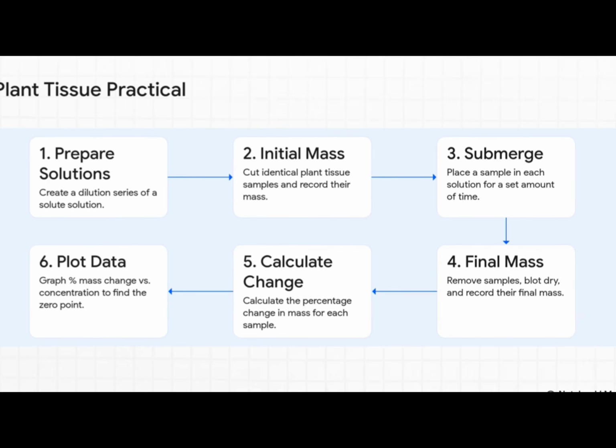In the solutions that have a higher water potential than the potato, the pieces will gain mass. In the ones with lower water potential, they'll lose mass. And the point where your graph crosses that zero change line, that's the isotonic point. That's where the water potential of the solution is equal to the water potential inside the plant cells.